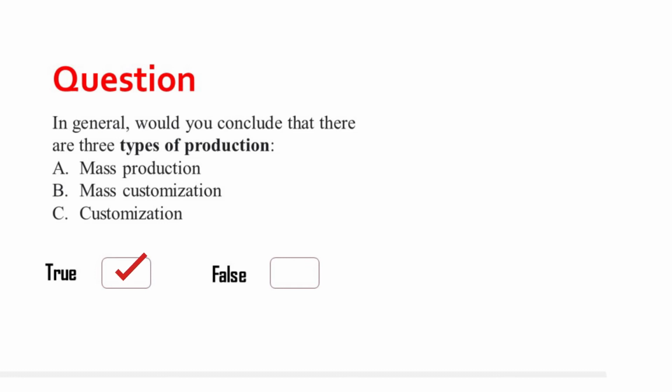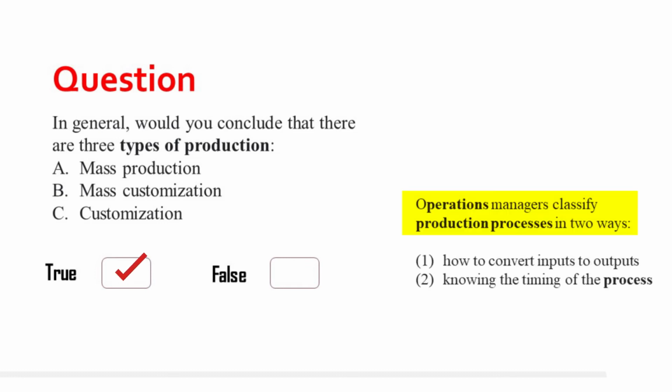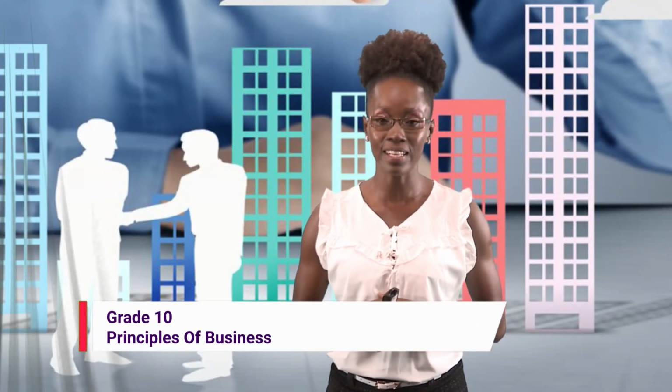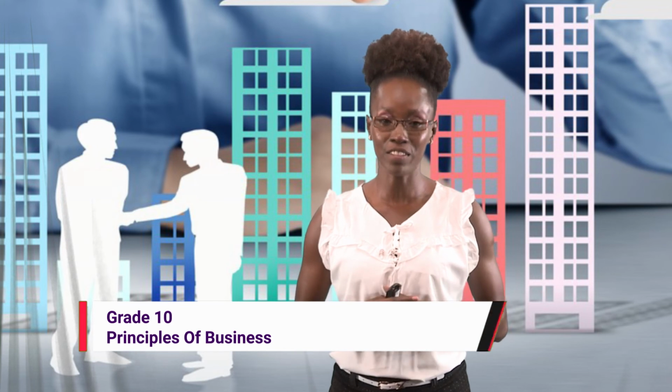If you said true, that is correct. Operation managers classify production processes in two ways: how to convert inputs to outputs and knowing the timing of the process. Students, we have come to the end of today's lesson on production levels.